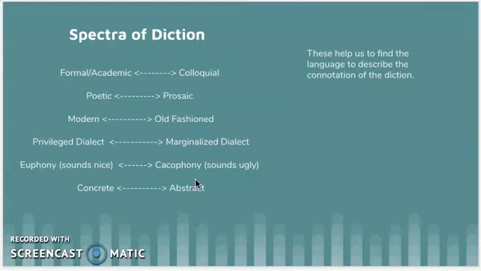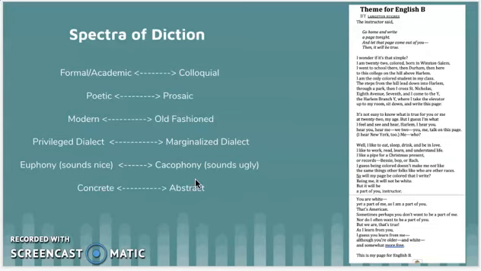Then you've got euphony, which basically means it sounds nice, sounds elegant, versus cacophony, which means it sounds ugly and crude. And then you have concrete versus abstract. So is it using concrete images or is it relying on abstractions? Okay, so these spectra give us language to think about poetry, and this is what your assignment is going to ask you to do: pick a poem and find ways to describe specific word choices that get made. So I want to model that. So, Theme for English B, this is what we read last time.